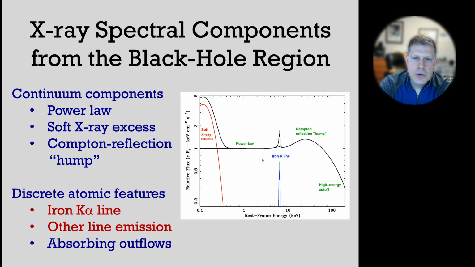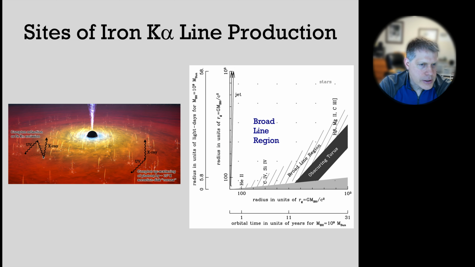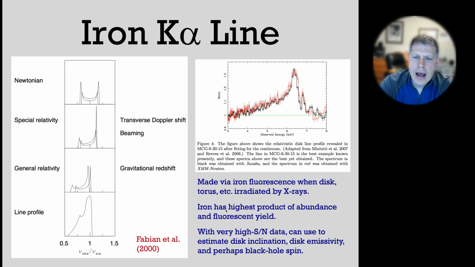That is, every time you get one of these fluorescent interactions, two things can happen. You can either have an Auger ionization, where you kick an electron out of the atom, or you can have a fluorescent line photon that actually gets away. The fraction of the time you actually get a fluorescent X-ray coming out is known as the fluorescent yield. For iron, it's around 30%, whereas for things like carbon, it's vastly lower. So there's some atomic physics coming into play there that also explains why iron is particularly an effective emitter. Iron has the highest product of abundance and fluorescent yield by a wide margin. So that's why iron is the best emitter.